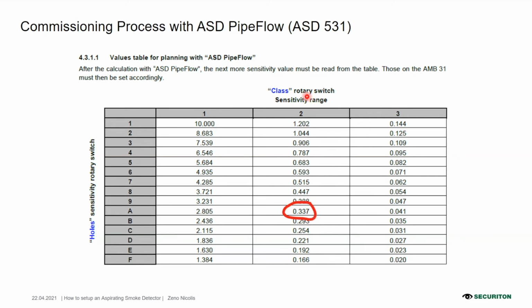I check the class rotary switch. I put the rotary switch in position 2, so this column, and then I set the holes rotary switch to the value A, you know, on this line. So, and then I set this value 0.337.